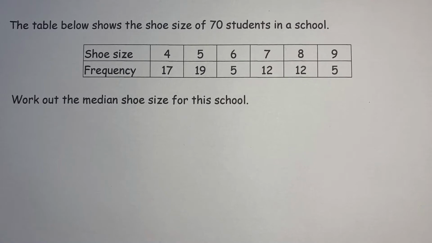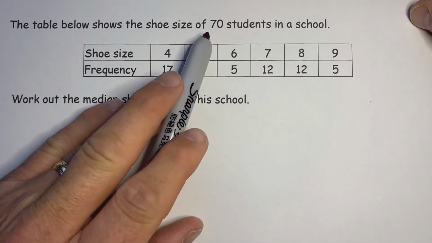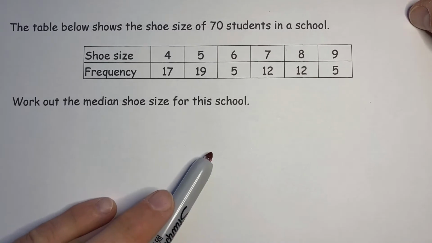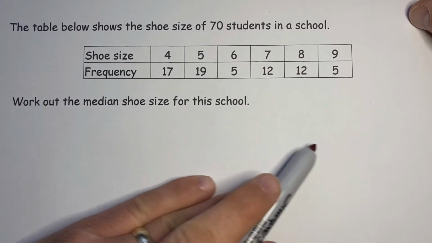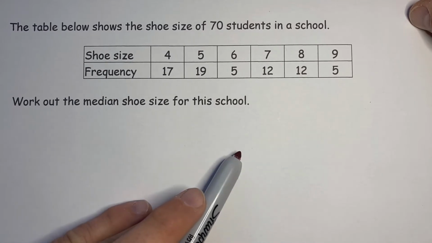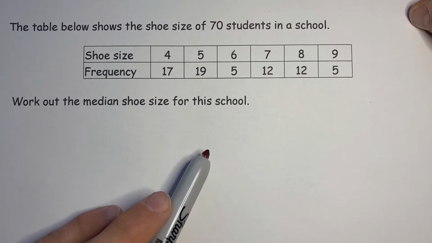Here we have a table of results for the shoe size of 70 students, which you've seen for a question on mode. However, we've got it here for median. Now, with 70 students, that means I need 35 students at one side and 35 students at the other side. So it means I need to look at not just the 35th student, but the 36th student, because the median is the one between those two.